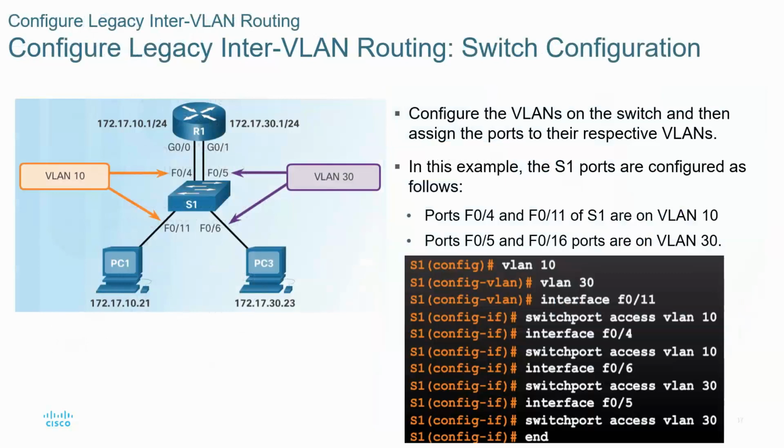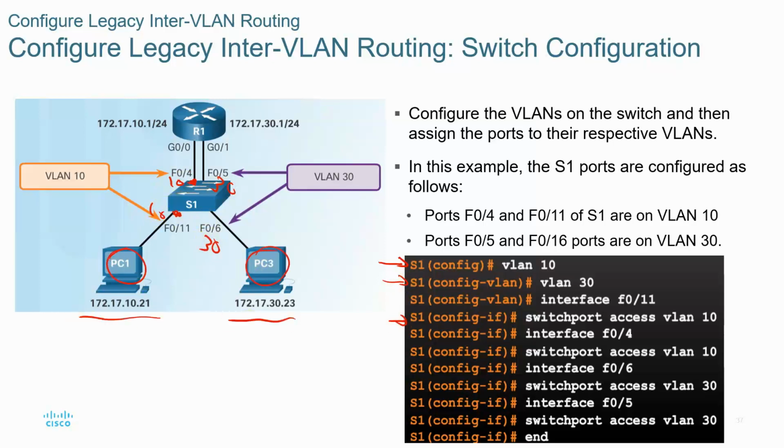You go to the switch S1, you first create VLAN 10 and you create VLAN 30, and then you go to the interfaces, you specify F0/1 to be in VLAN 10, and F0/4 to be also in VLAN 10. You go to F0/6, you say that this is a member of VLAN 30, and F0/5 to be a member of VLAN 30. So you have to go to the switch and you configure all the ports to be members of different VLANs. So now PC1 is in VLAN 10, PC3 is in VLAN 30.